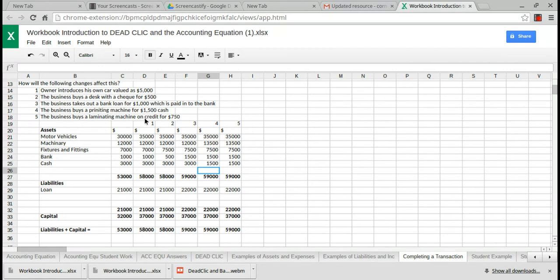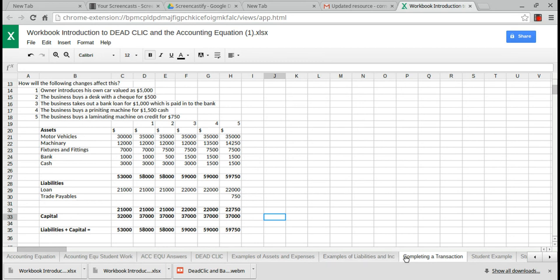And the final transaction, the business buys a laminating machine on credit for $750. So that's going to increase our machinery by $750. And if you look down here, they're going to pay on credit. A bit of a funny one there, because they're going to owe somebody else some money. So we'll call that trade payables. Trade payables are people that we owe money to and that we've bought stuff from. And our trade payables are going to increase by $750. And again, we find that our account balance, so our assets equal our liabilities plus our capital.